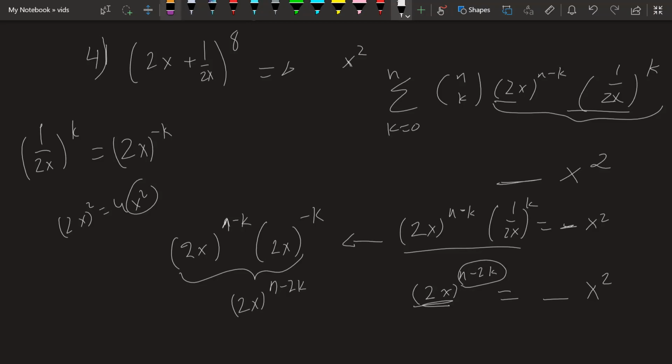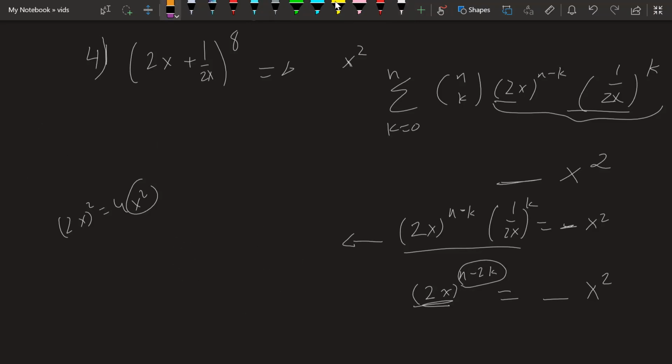So let's just erase some of this. We need n minus 2k to be equal to 2, right? We know that n is 8. It's given in the question. That's the exponent. And we can simplify. 4 minus k is 2. K equals 2.